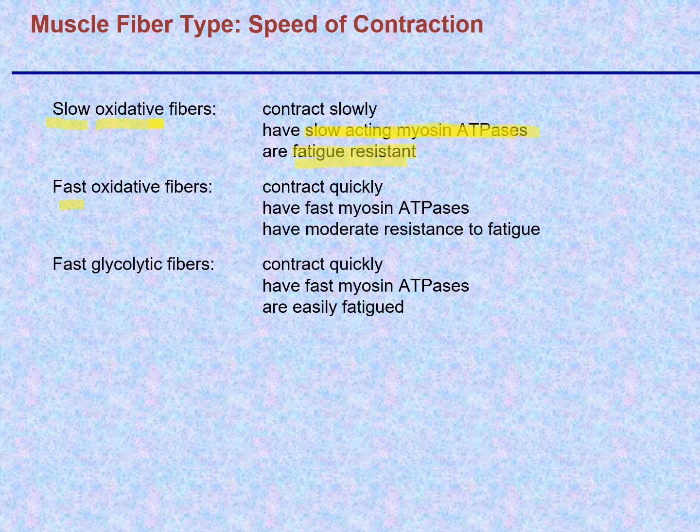Fast oxidative fibers also use aerobic pathways, but they can contract quickly. They have a faster acting myosin ATPase, and they're relatively, somewhat resistant to fatigue. The fast glycolytic fibers will contract very quickly. They have a fast acting myosin ATPase and are easily fatigued.